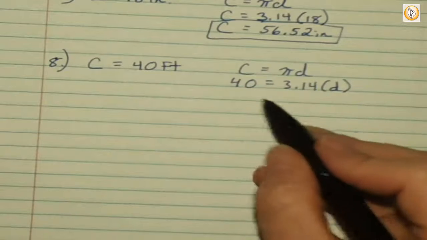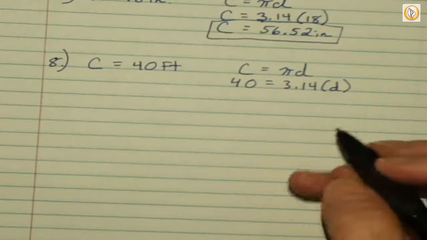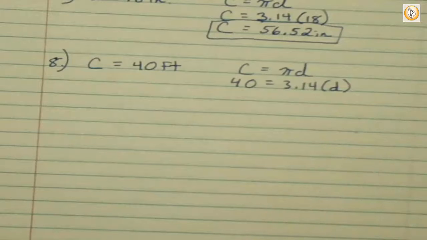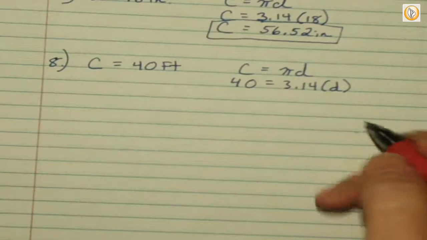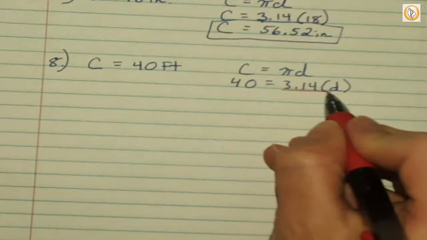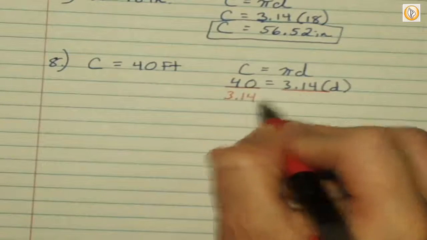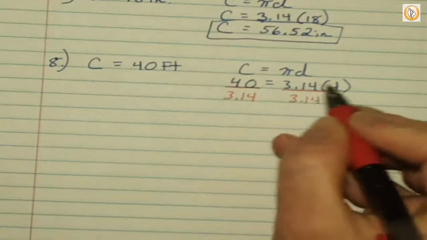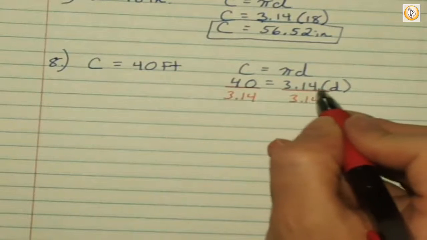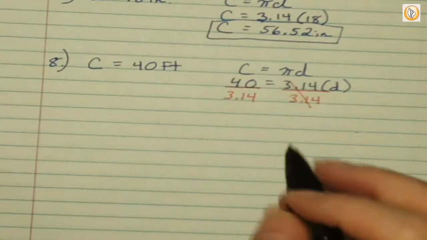So we've got to solve for d. What would I do? You would divide by 3.14 on both sides, because we are multiplying 3.14 times d. These cancel out. And what did you get?